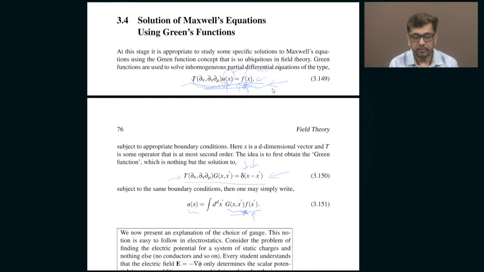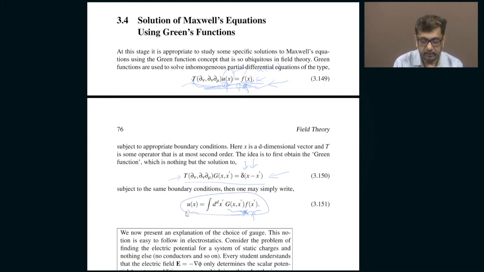What is more convenient is to solve for a point source, but located at some arbitrary point. Imagine a point source located at some point called x dash, and you find the answer you are looking for with that point source. But because these equations are linear in the unknown, which is u of x, you can always add up all the sources. If you have a charge distribution rather than a point charge, you can construct the charge distribution as the sum of lots of point charges with appropriate weights. As a result, your solution will also be a summation of the corresponding answers for the point charges with the appropriate weights.